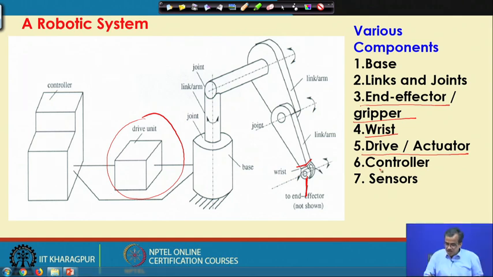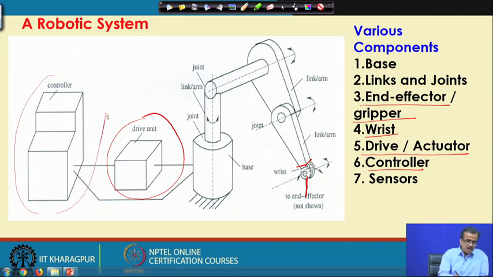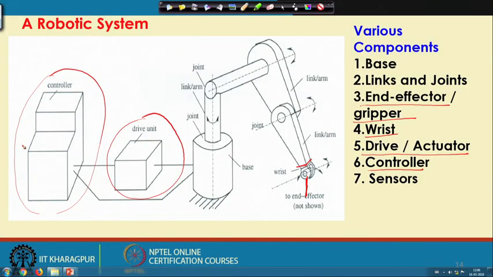The next is the controller. This controller is the brain of the robot. Just like our head, the controller contains the brain or the intelligence, and in the controller there will be software and also hardware. All such components constitute one robotic system.